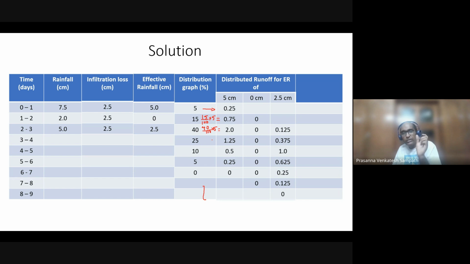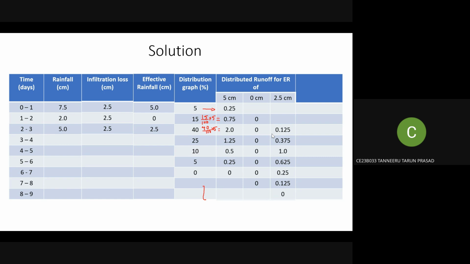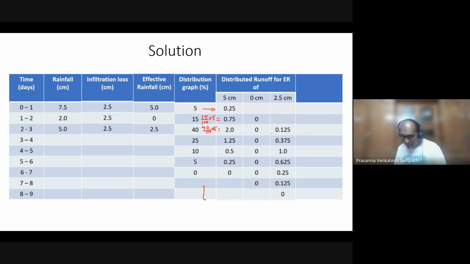Because that is the time at which the effective rainfall started. So how do I get this number 0.125? How did I get this number? Anybody tell me how I got this number? Anybody, please? You can just unmute yourself and speak up, because 5% of 2.5. Okay, so let's just do that. 5%, 5 by 100 into 2.5. Sorry, I'm so sorry.